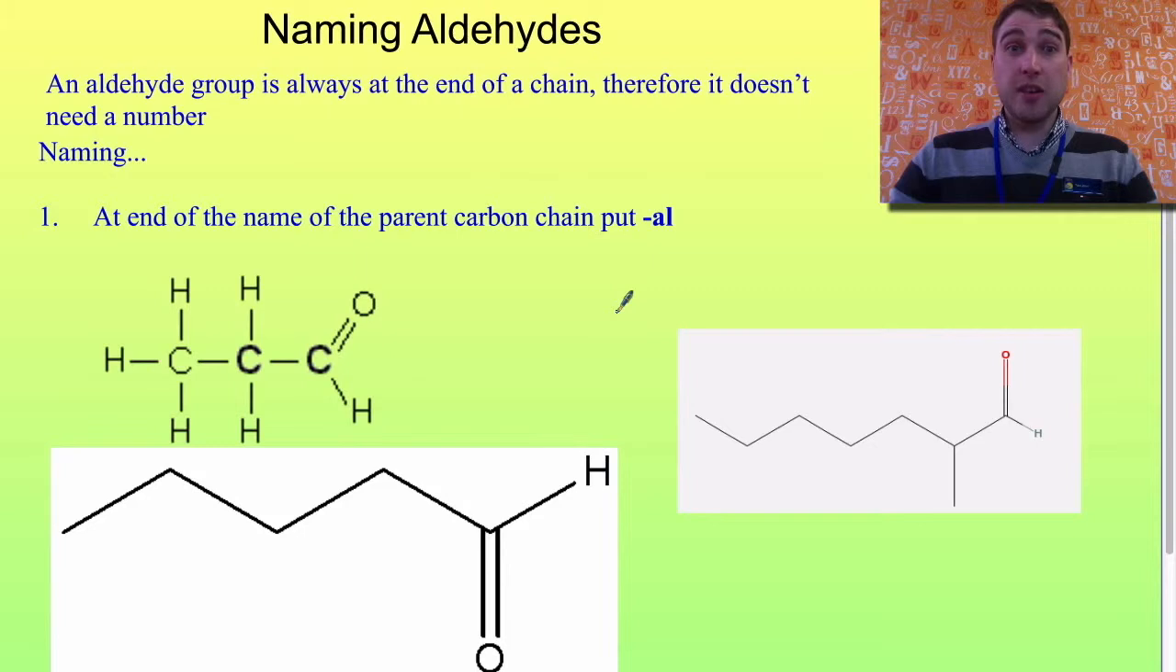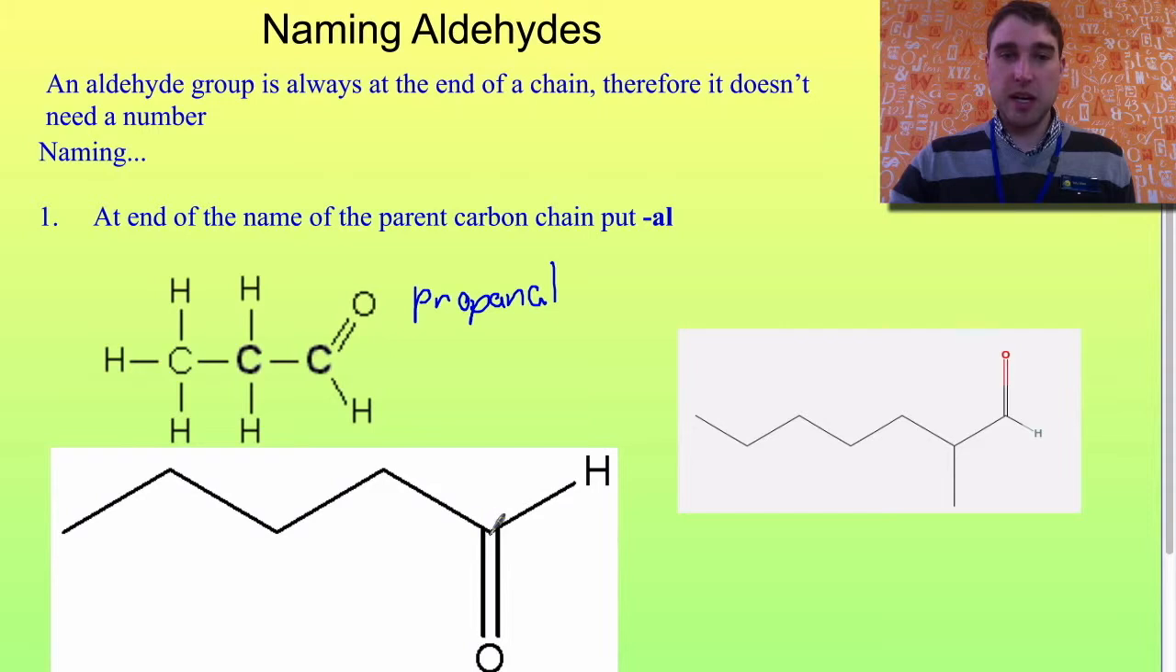So when we look at naming aldehydes, we put the suffix -al at the end of the parent carbon chain. You'll see the C double bond OH group is always at the end of the chain, and you just put -al at the end of the carbon chain. So let's have a look over here. We've got 3 carbons, so 1, 2, 3. So methyl, ethyl, propyl, so it's going to be propanal. We just put that at the end of the chain.